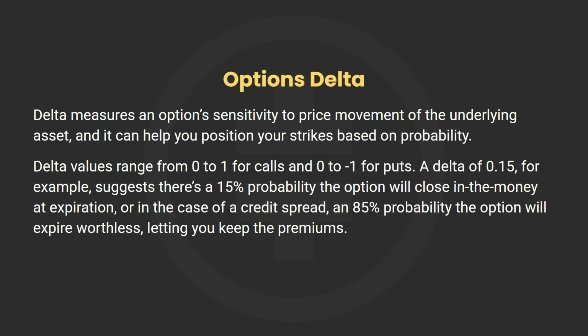Delta measures an option's sensitivity to the price movement of the underlying asset. It can help you position your strikes based on probability. Delta values range from 0 to 1 for calls and 0 to -1 for puts. A delta of 0.15, for example, suggests there is a 15% probability the option will close in the money at expiration. Or in the case of a credit spread, an 85% probability the option will expire worthless, letting you keep the premiums.